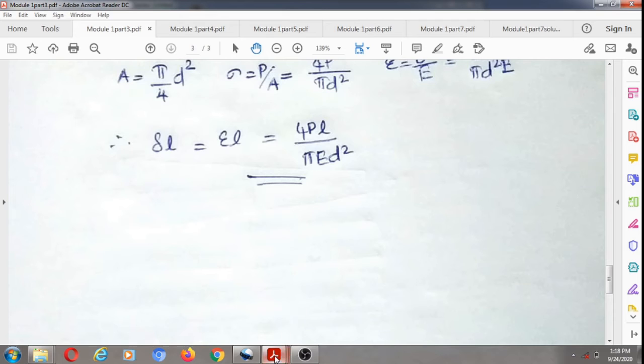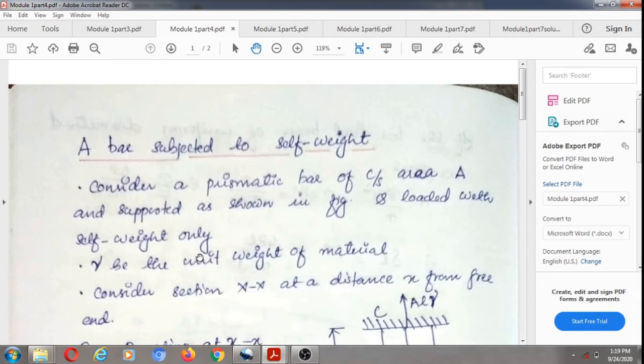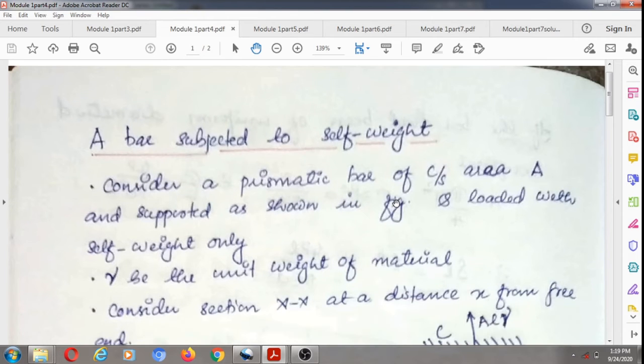This was our first portion. Today's second portion is a bar subjected to self weight. Self weight means a bar having its own weight, and due to that weight some amount of increase in length takes place. You have to find how much it will increase, and for that you will derive an expression.